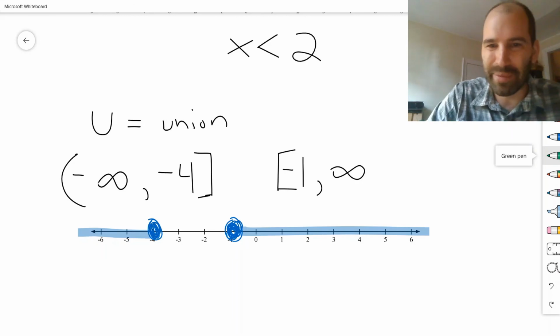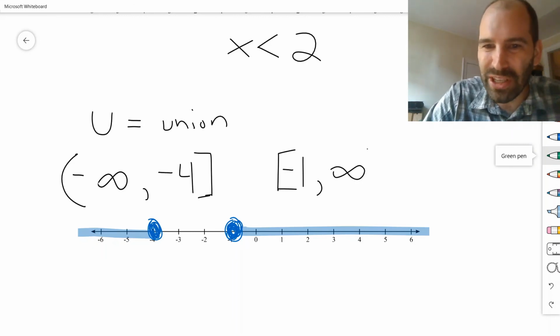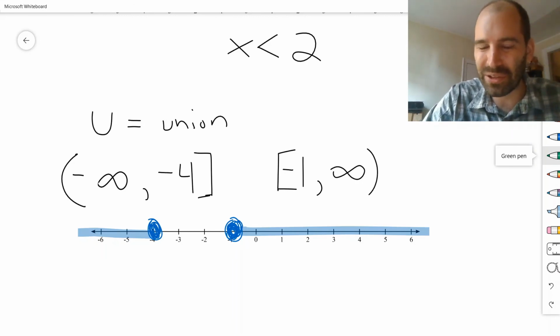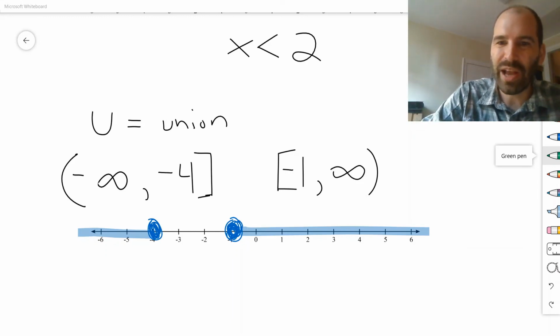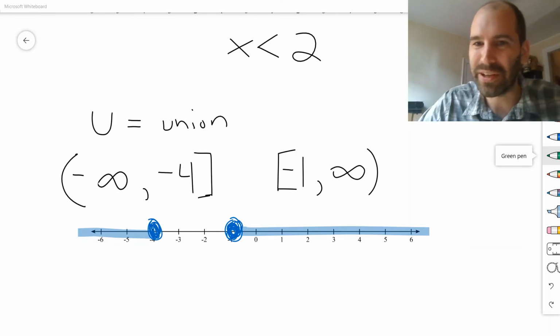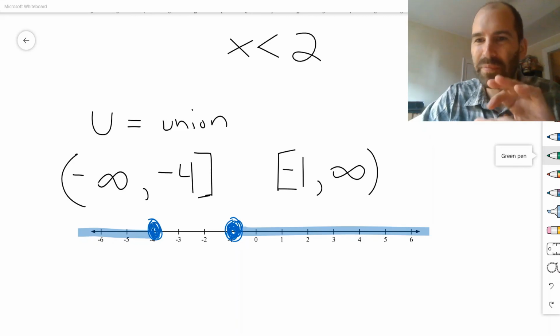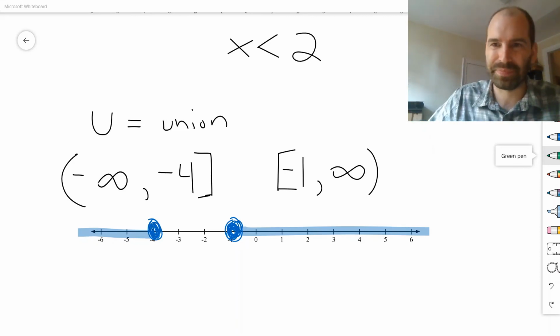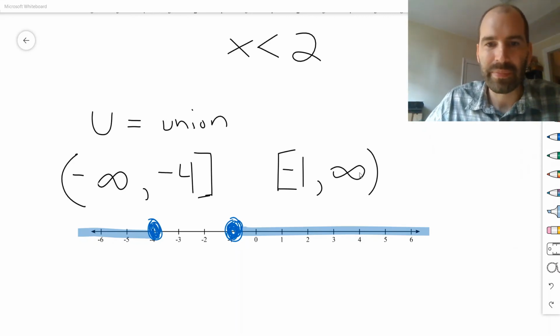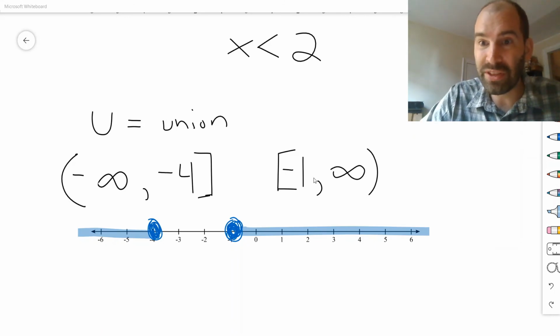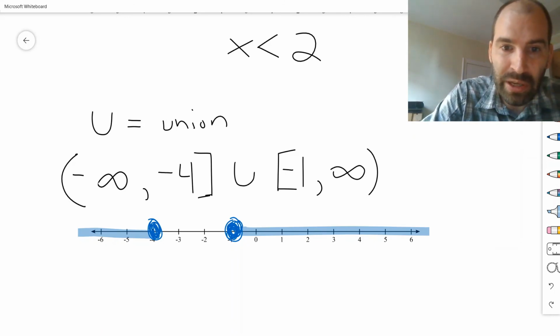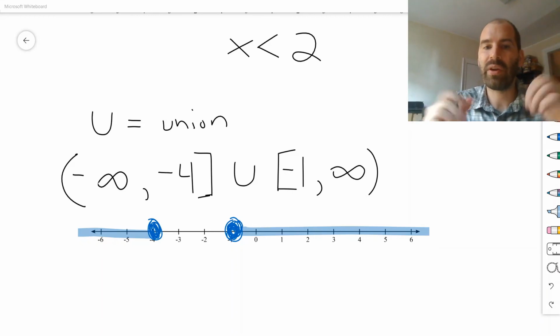So okay, back to this interval. We should include, sorry, not include. Now I'm all flustered. So now we should not include the infinity, because we should never include infinity, right? Now, where does that union symbol go? It goes in between these because I want to view them together.